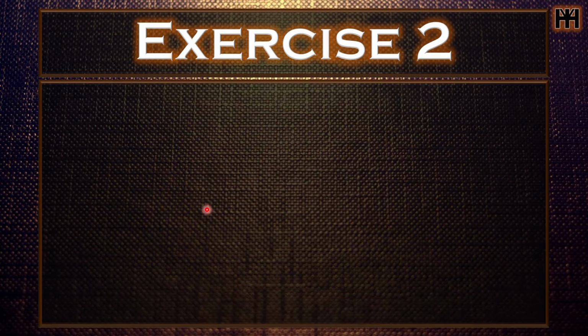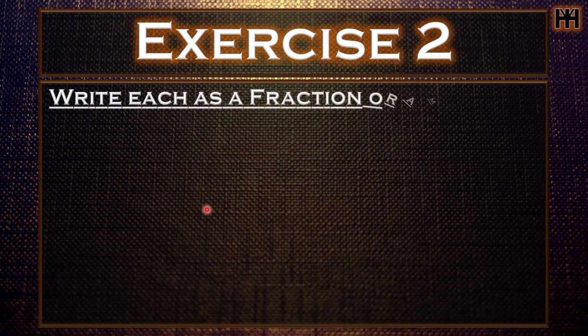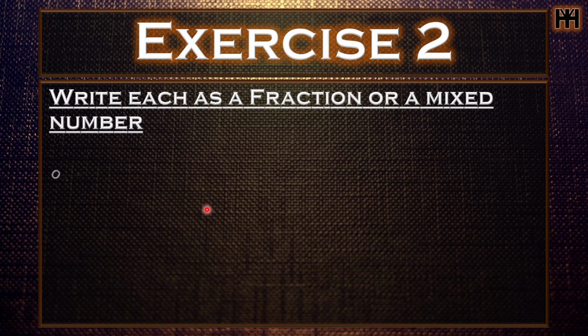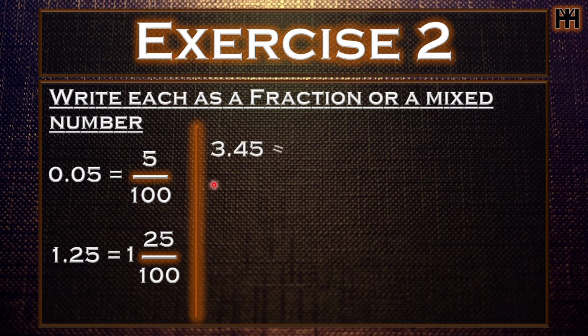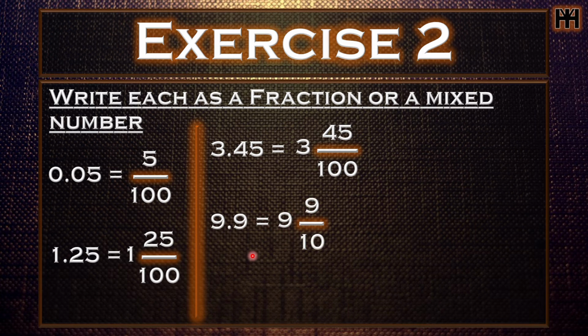Exercise 2. Write each as a fraction or mixed number. Let's see here, 0.05. So it's 5 divided by 100. 1.25. So it's 1 and 25 divided by 100. Okay, 3.45. As if it's 45 divided by 100, it's 3 and 45 divided by 100. Okay, 9.9, it's as if we have 9 and 9 divided by 10.